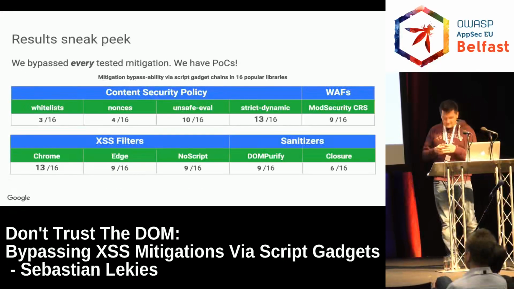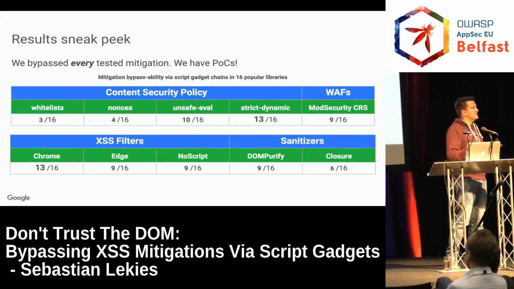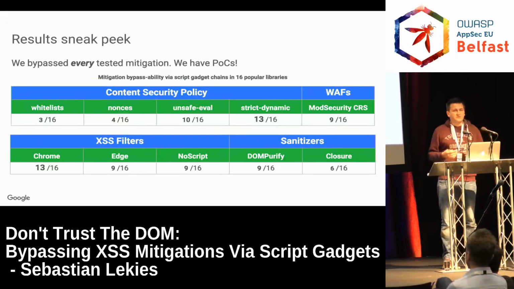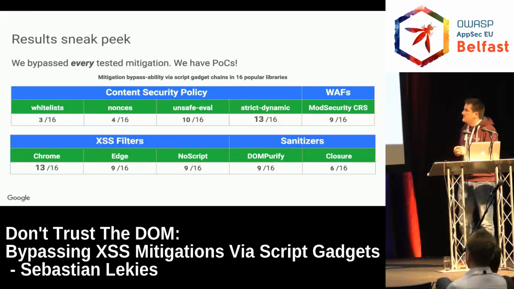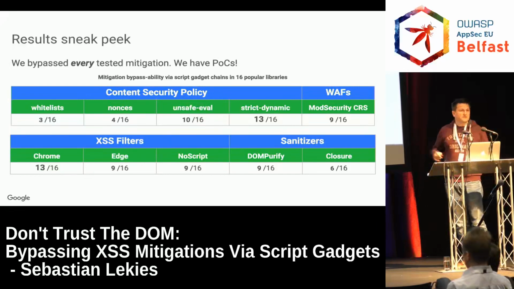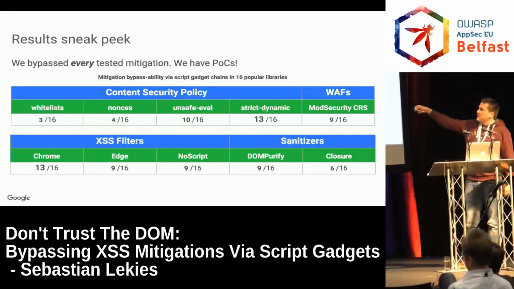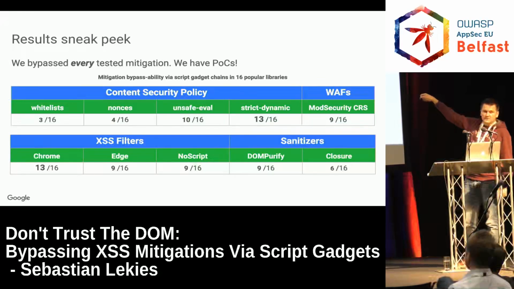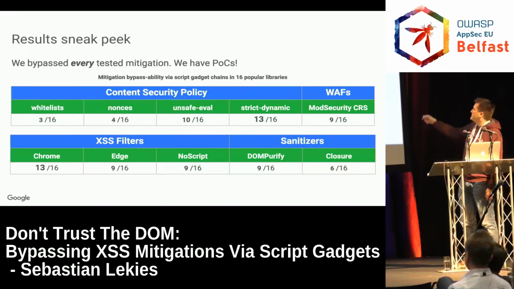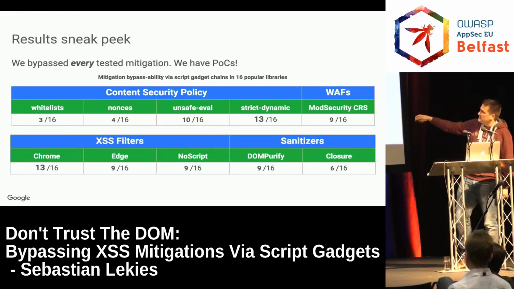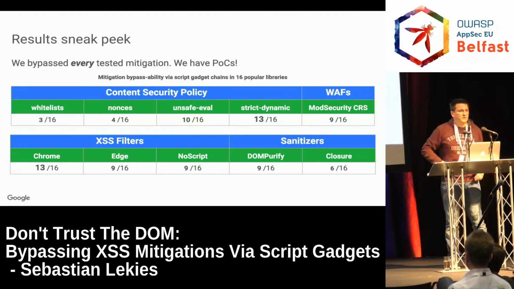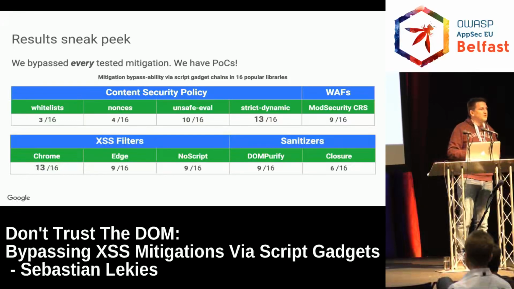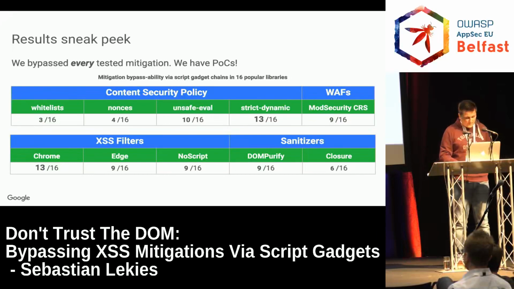And this is a sneak peek at the results. So basically, we were able, via these gadgets, to bypass all the tested mitigations in all the configurations in different frameworks. We will dig deeper into these results later on, but what you can see here is, whitelists and nonces were the strongest ones, but then we can see here unsafe-eval is pretty bad in terms of bypassability. Also strict-dynamic weakens the policy. And also firewalls and XSS filters and sanitizers, they are not doing very well. So we bypassed more than 50% of the different combinations.